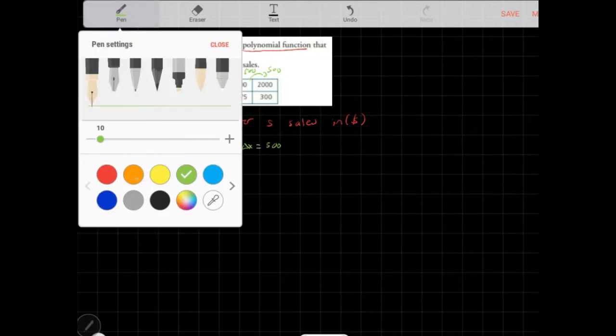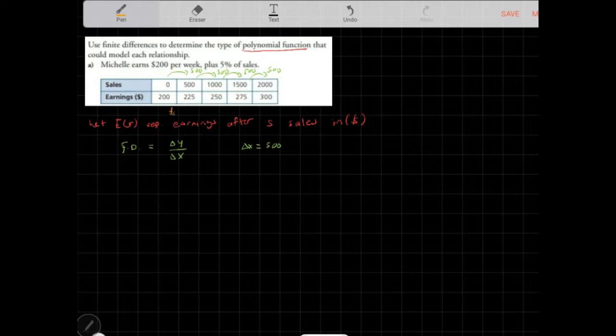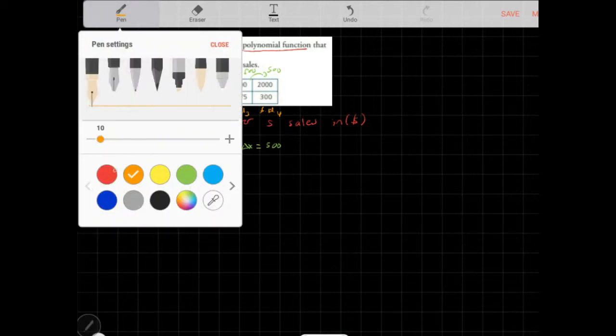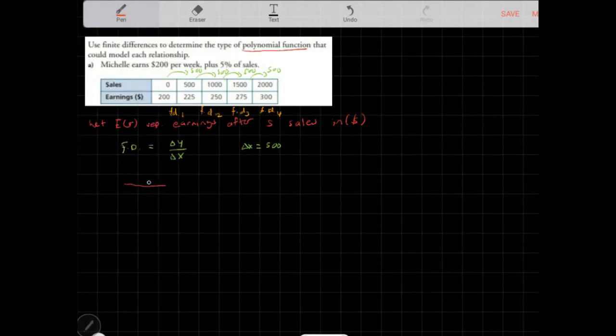Let's figure out our finite differences. I'm going to call these my first differences: first difference 1, first difference 2, first difference 3, first difference 4. I think it'd be easier if I construct a table to show you. So this is sales, this is earnings as a function of sales. We have 0, 500, 1,000, 1,500, 2,000, and here is 200, 225, 250, 275, and 300.